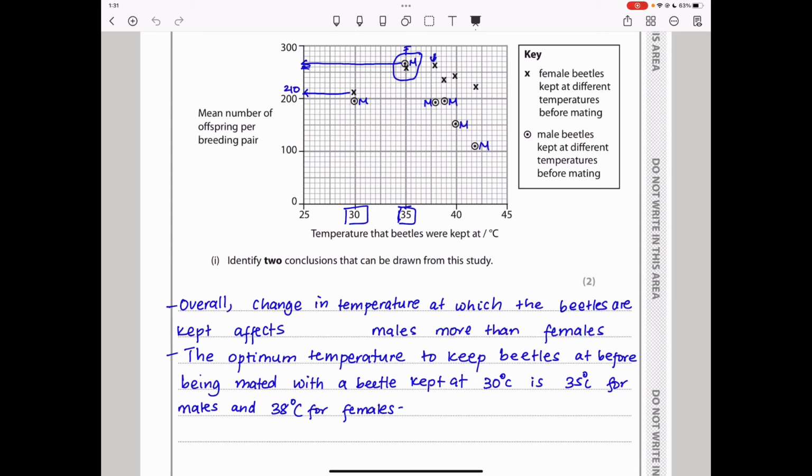And then the next part, we can look at the optimum temperature. For the males, their optimum temperature is about 35 degrees since they have the highest. You can see that circle there. That is the highest mean number of offsprings per breeding pair. And for the females, this is the value here, which is about 38 degrees. That is the optimum temperature for them. So I say the optimum temperature to keep beetles at before being mated with a beetle of the opposite sex, kept at 30 degrees, is 35 for males and 38 for females. These are the 2 conclusions I can draw from the results in the graph.